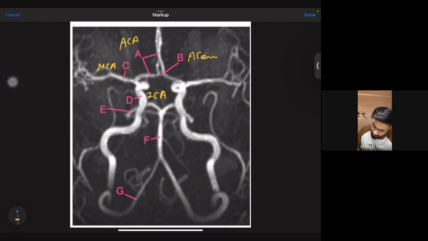Now E is posterior cerebral artery. F is basilar artery, and G is vertebral artery. Okay, इसकी डायग्राम को याद रखो. They will give you the case, कौन से रीजन में स्ट्रोक हुआ है, in which region the stroke is occurring, and based on that you will select the artery.